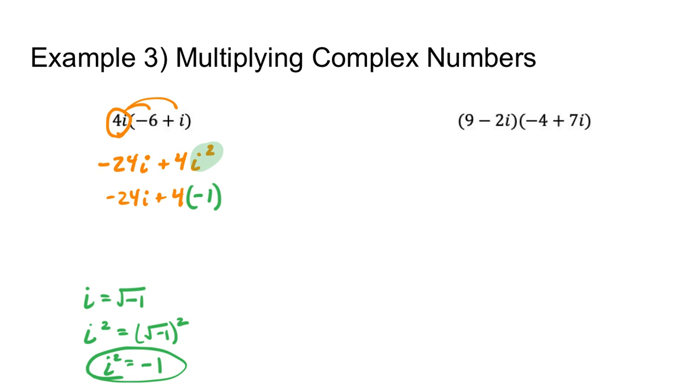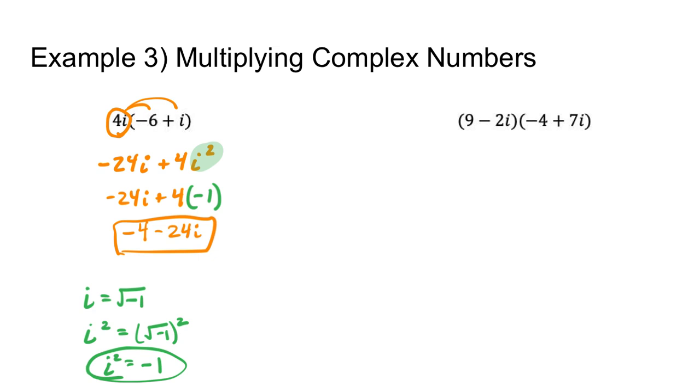I changed the i squared to a negative 1, which means when I rewrite this problem, remember, I want to put the real part first, I get negative 4 minus 24i. That will be my final answer here.